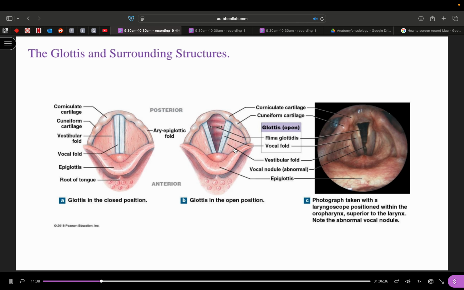Again, you only need to know what the glottis is. This really is here just for your own understanding. I'm not going to ask you to define the vestibular folds or the vocal folds or anything like that. So yeah, it looks pretty gross, doesn't it? This is what causes a lot of your language and a lot of your ability to make sounds as well.